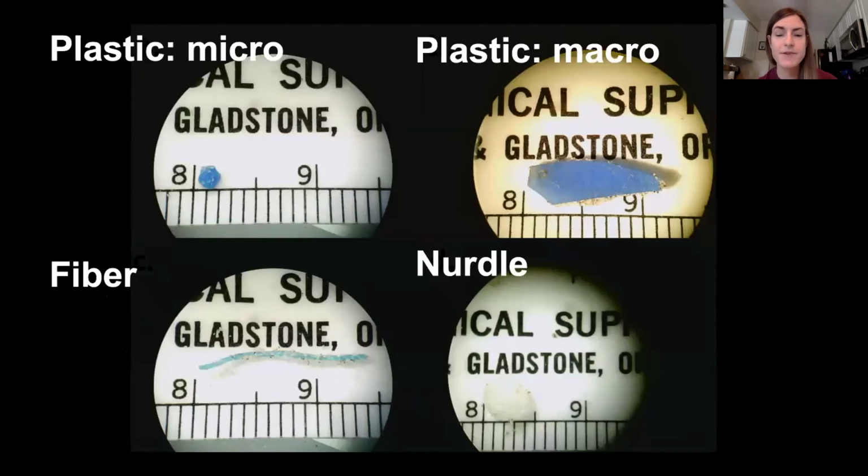So here's an example of some of our categories. In the upper left-hand corner, we have a microplastic, which is less than 5 millimeters, in blue. In the upper right-hand corner, we have a macroplastic. In the lower left-hand corner, we have a green macro fiber. And then there's an example of those nurdles I was telling you about. They're usually between 3 millimeters to 5 millimeters in length, and they're very consistent in size and shape.